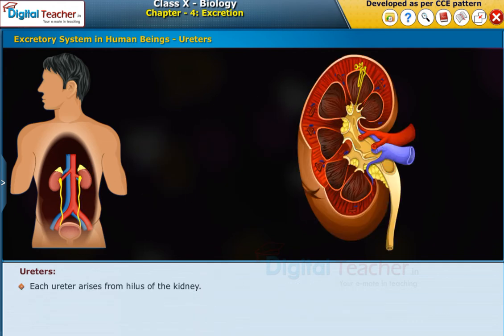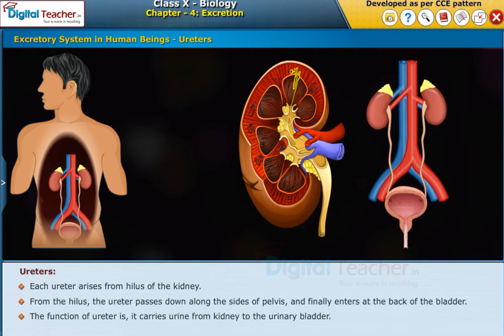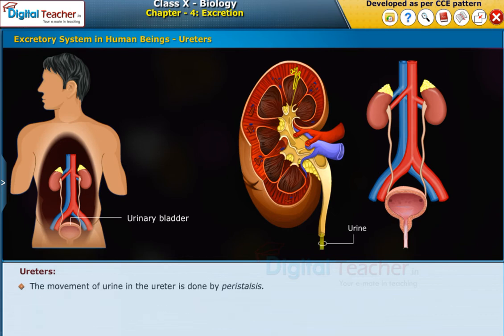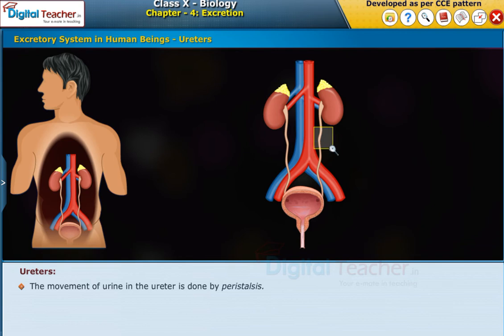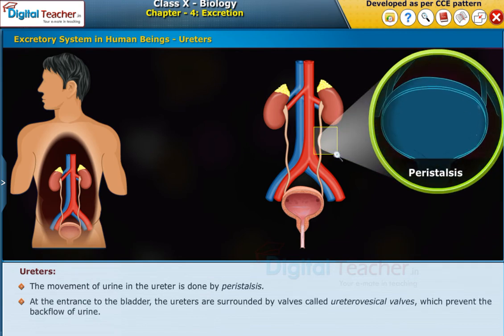Each ureter arises from the hilus of the kidney. From the hilus, the ureter passes down along the sides of the pelvis and finally enters at the back of the bladder. The function of the ureter is to carry urine from the kidney to the urinary bladder. The movement of urine in the ureter is done by peristalsis. At the entrance of the bladder, the ureters are surrounded by valves called ureterovesical valves, which prevent the backflow of urine.